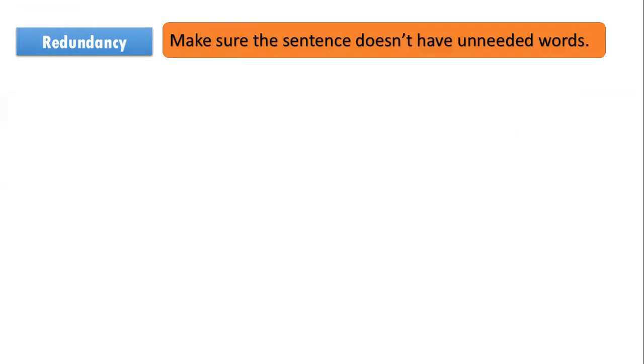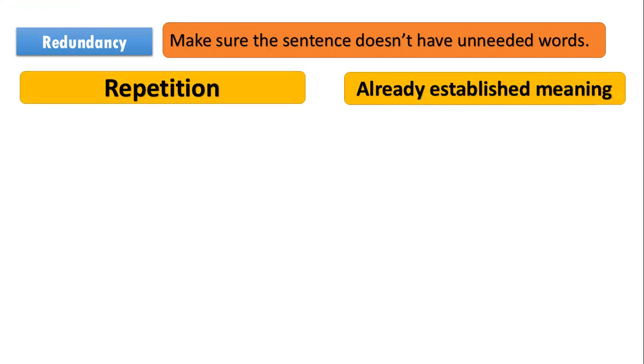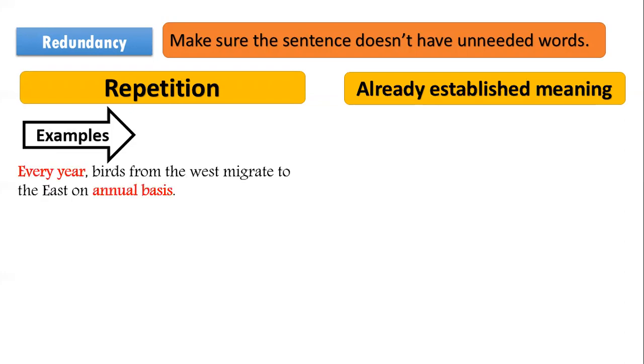So we have to make sure that the sentence doesn't have unneeded words. And we said redundancy could happen by either repetition or an already established meaning in the sentence. An example of a repetition is, every year, birds from the west migrate to the east on annual basis. Of course, every year is the same meaning as annual, so this is redundancy.